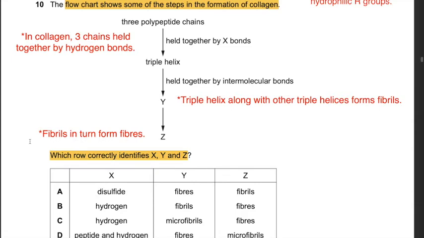If we go further down the flowchart, triple helix held together by intermolecular bonds to form Y. Now triple helix along with other triple helices form fibrils. Hence Y should be fibrils. And when fibrils lie alongside other fibrils, they form fibers. Therefore, the answer should contain hydrogen bonds leading to triple helix, which leads to fibrils, and lastly fibers. Hence X should be hydrogen, Y should be fibrils, Z should be fibers. Therefore the answer is B.